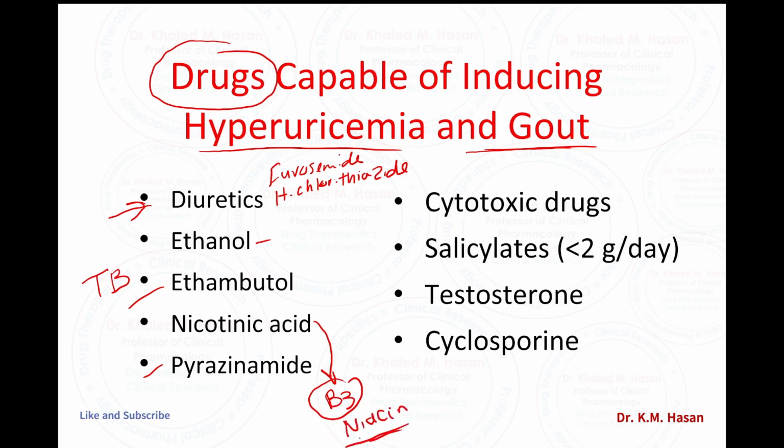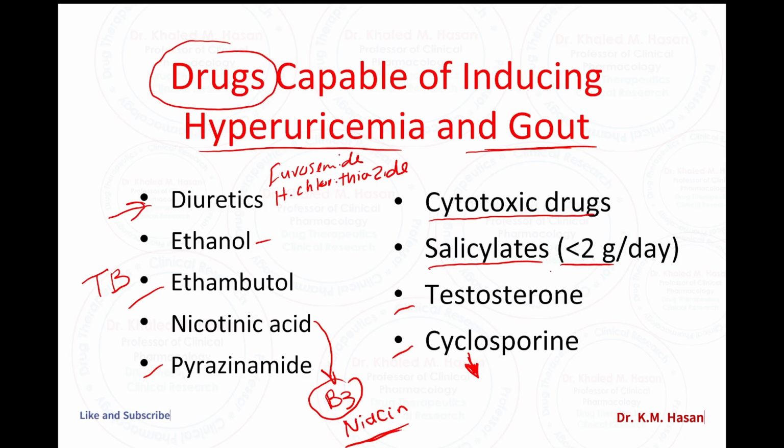This medication, used for treatment of hyperlipidemia, may induce gout. Tumor anti-cancer drugs, cytotoxic drugs, may induce gout. Salicylic acid at a lower dose, less than 2 grams per day, may induce gout. Testosterone and cyclosporin. Cyclosporin is a medication used as an immune suppressant to prevent organ transplant rejection.